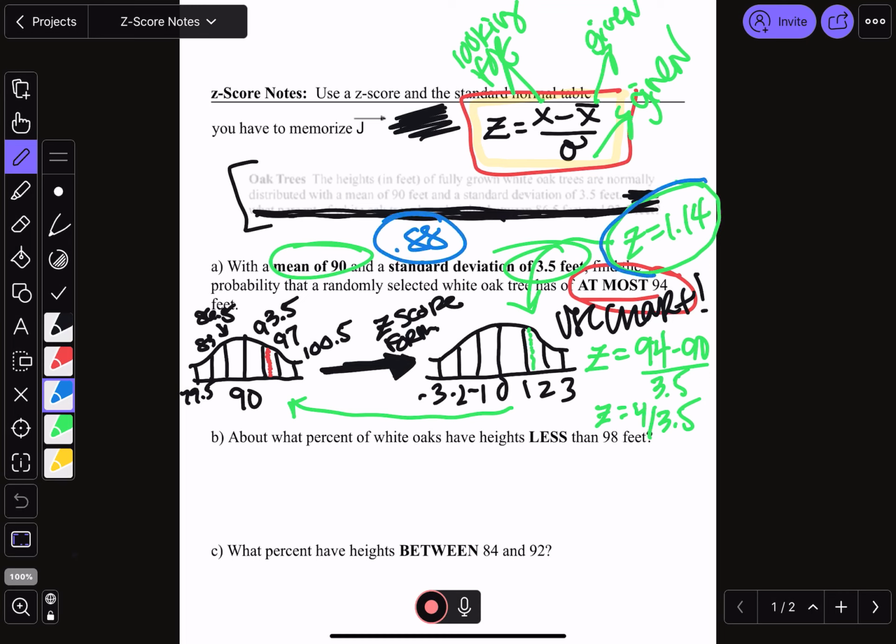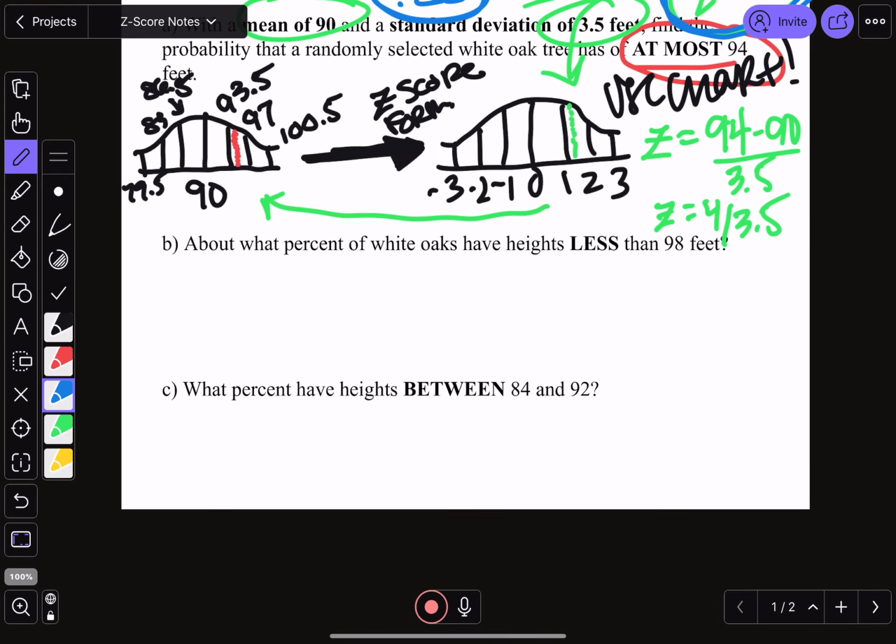Okay, so this is the score that we found from your score minus your mean divided by standard deviation. Now that was used on your chart to find the probability. Okay, let's do the second one. About what percent of white oaks have heights less than 98 feet? Now, we can still refer back to this one because it's the same problem. We have our mean, we have our standard deviation. We don't have to draw a new picture. We can just look at this one.